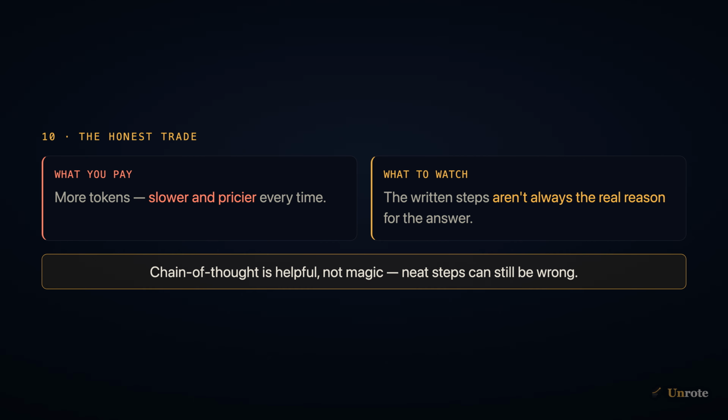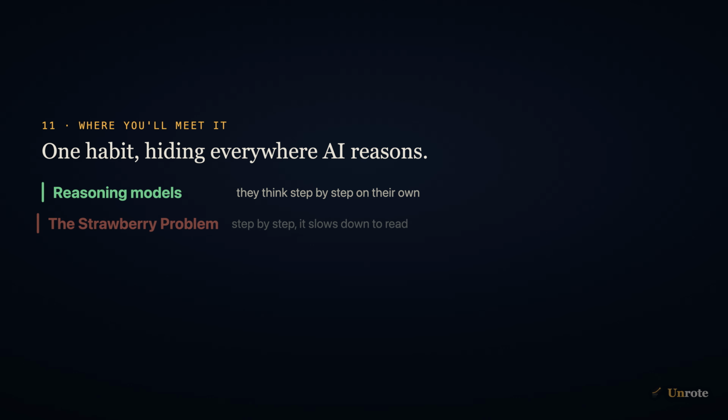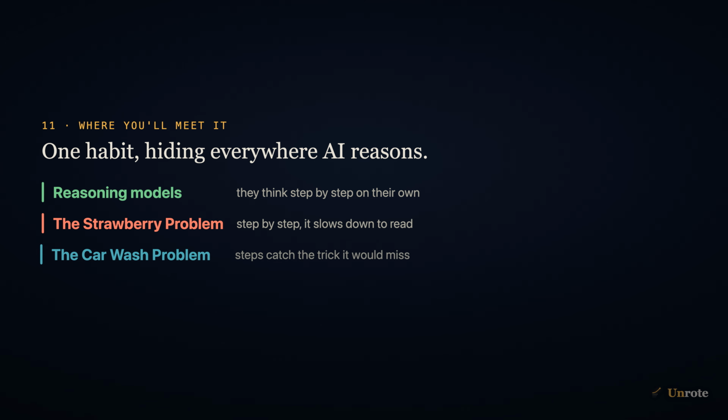Helpful, not magic. Once you know it, you'll see it everywhere. The reasoning models that pause and think before answering, that's chain of thought built in. The strawberry problem and the car wash problem both get easier the moment you force the model to go step by step.